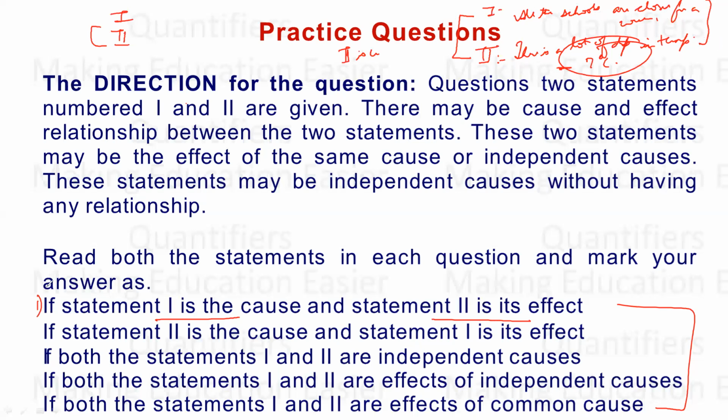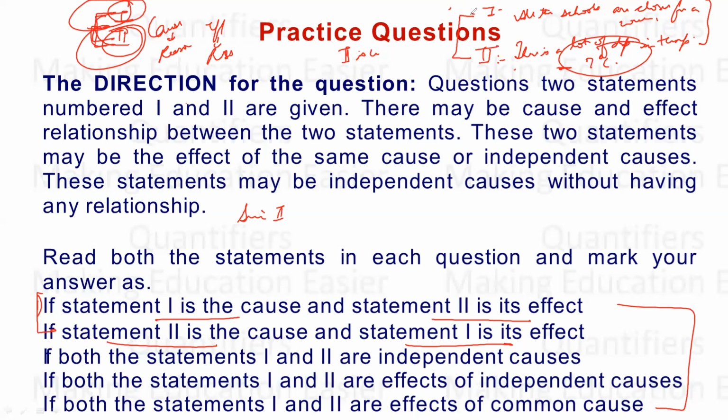So this is the option: if statement 2 is the cause and statement 1 is the effect, and the second option, if statement 1 is the cause and statement 2 is its effect. I hope you know what a cause is. Cause is a reason, and effect is basically the result. In case there is a connection between the two, is 1 the cause and 2 the effect, or 2 the cause and 1 the effect? These are the two options. You may say, since 2 happens, therefore 1 happens, or since 1 happens, therefore 2 happens. So this is cause and effect.